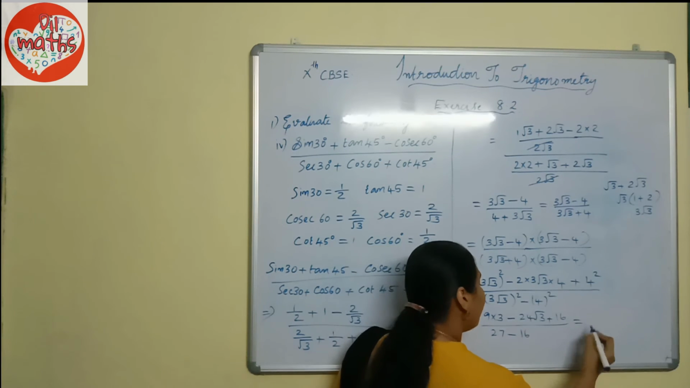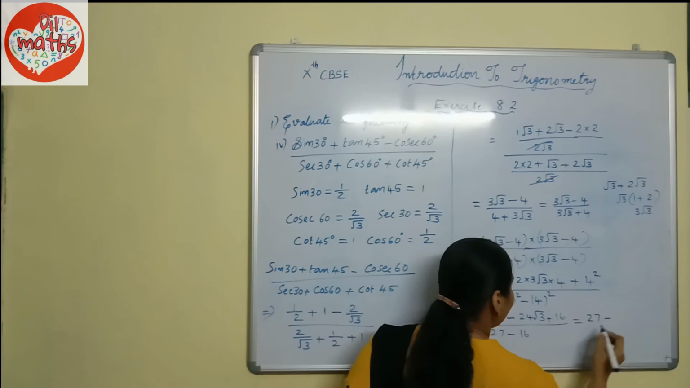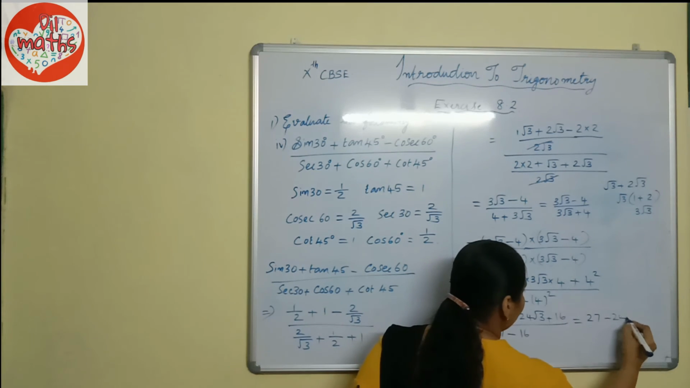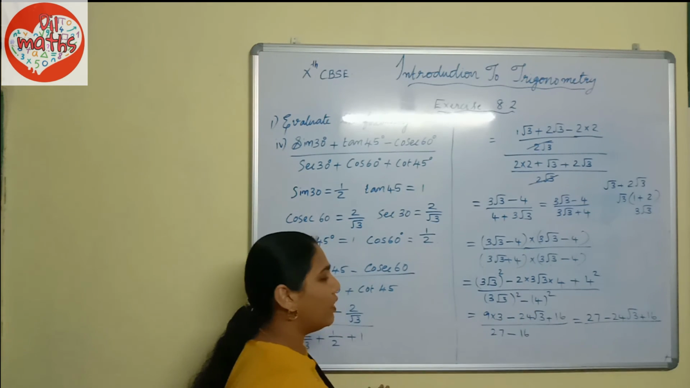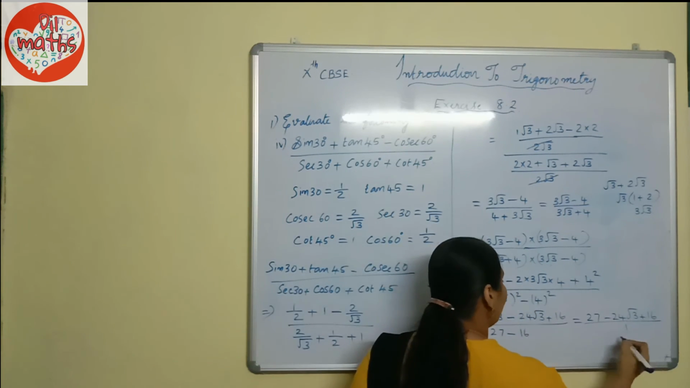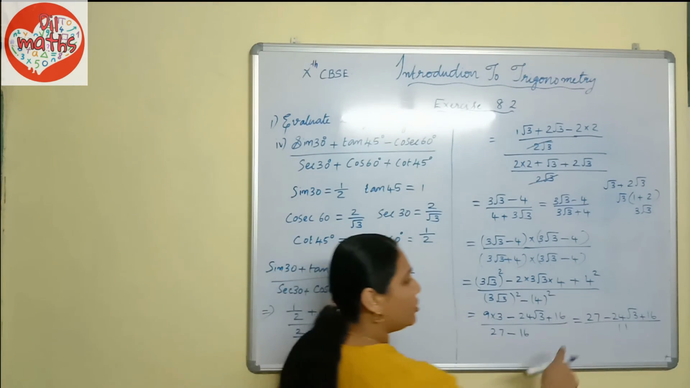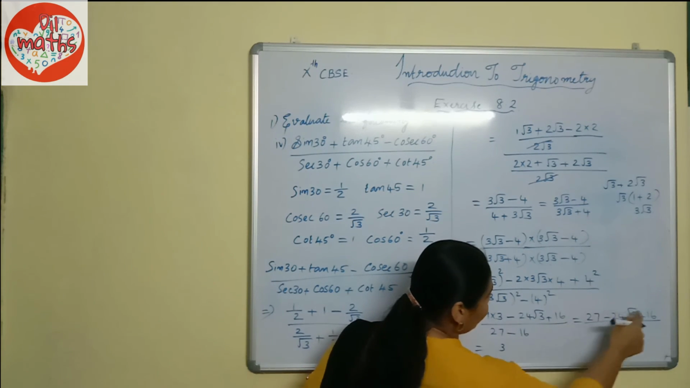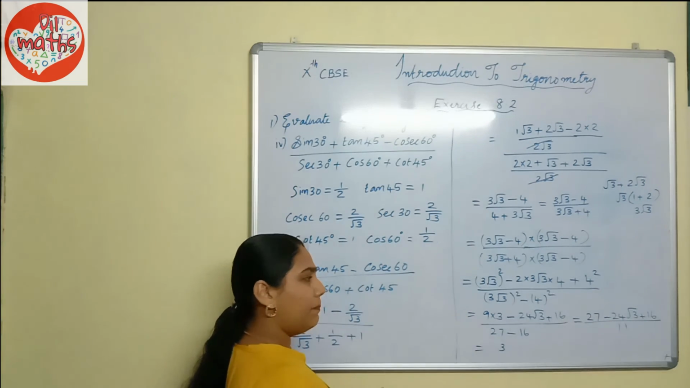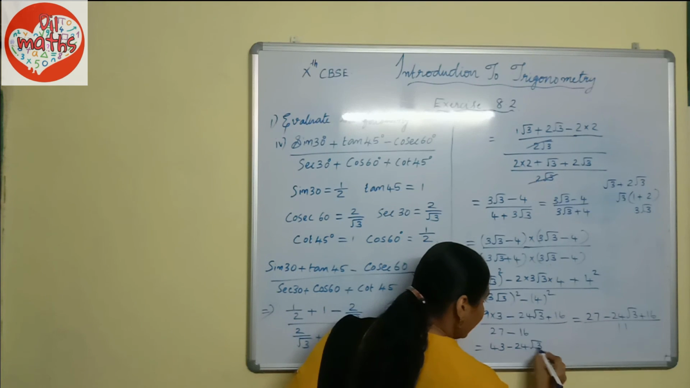Okay. So what will come in the next step? 9 3s are 27 minus 24 root 3 plus 16 divided by 27 minus 16. What will come? 7 minus 6 is equal to 1. 2 minus 1 is equal to 1. 11 will come in the denominator. And what will come in the numerator? 27 plus 16. 7 plus 6 is equal to 13. 1 carry forward. 2 plus 1 is equal to 3. 3 plus 1, 4. 43 minus 24 root 3 divided by 11 you will get as the answer.